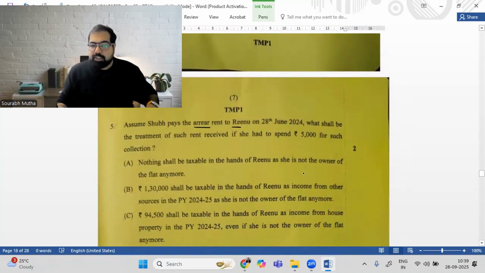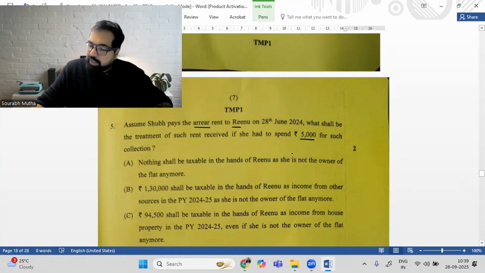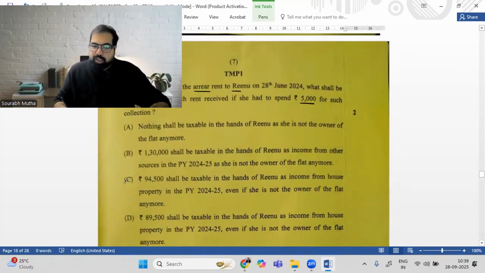Assume Shipik pays the arrears of rent on 20th June 2024. What will be the treatment of such rent received? Arrears is taxable. Amount you spend is not given a deduction, but you get a standard deduction of 30%. So 1,35,000 minus 30%, so 94,500 is taxable. 94,500 is the right answer.